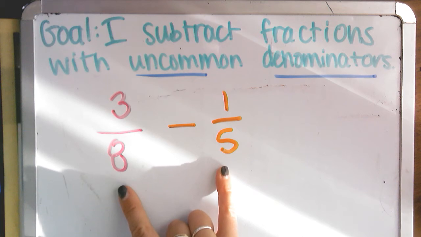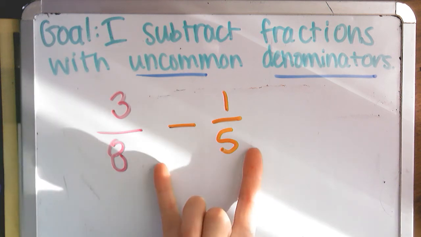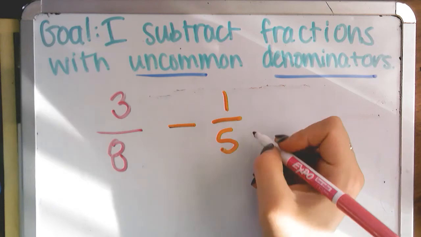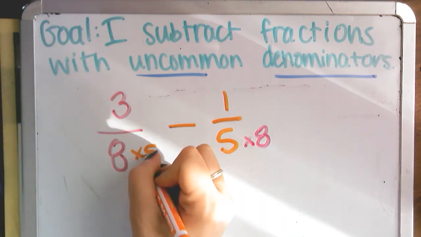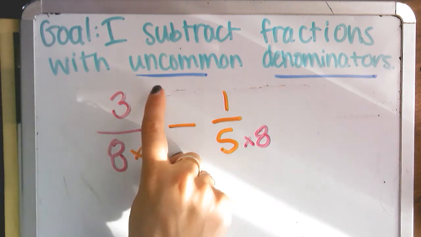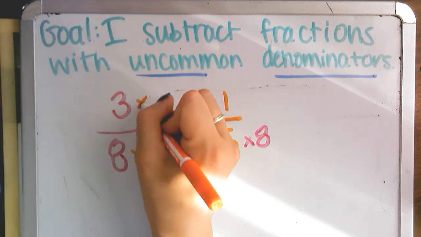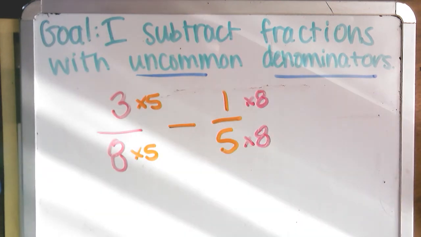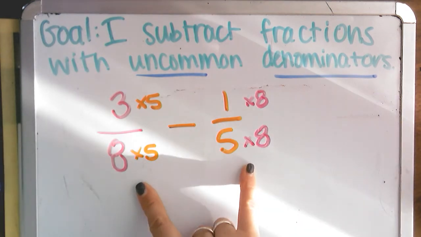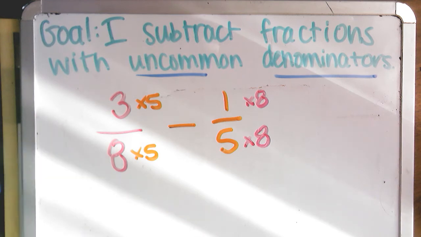So again, we do this by multiplying by the opposite denominator. So 5 times 8 and 8 times 5. Now, whatever you do to the bottom, you must also do to the top. So I need to multiply 3 times 5, and I need to multiply 1 times 8. Now that I know what I need to multiply by, I can create my new fractions down below.